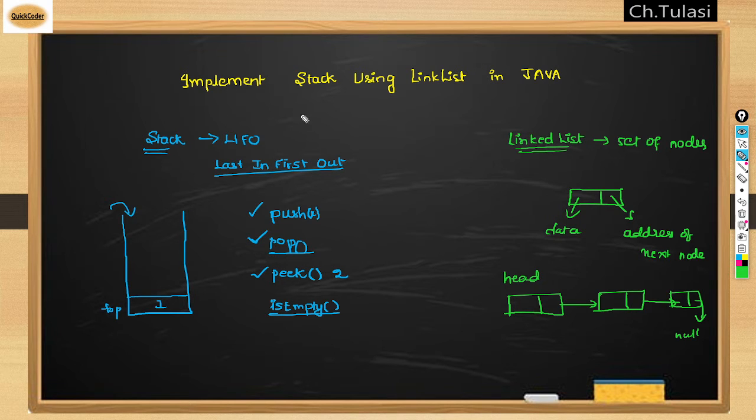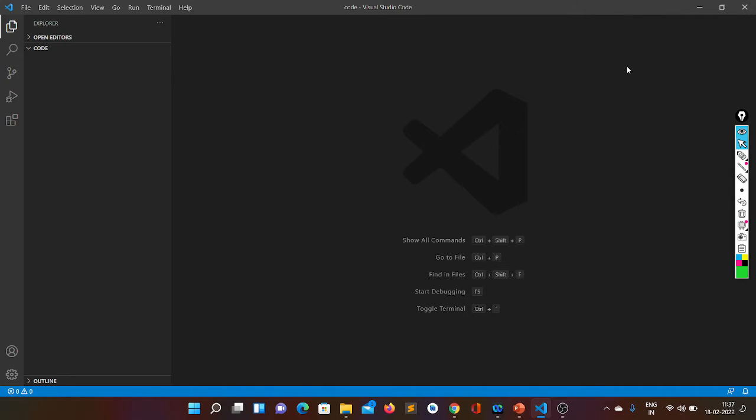Now what we are doing is implementing this stack using the linked list. So how can we implement that? Let me go into the coding, and in parallel we can also discuss how we can implement it. Now let me start coding. First of all, we want to create a folder. Let me name that folder stack using linked list.